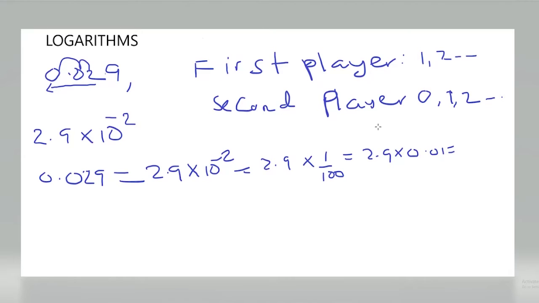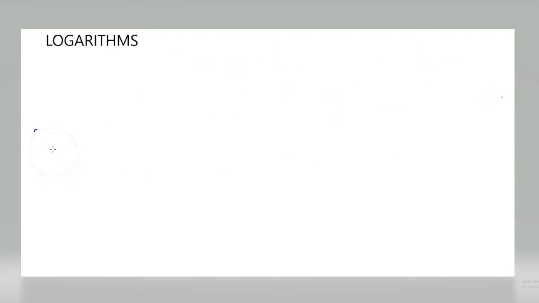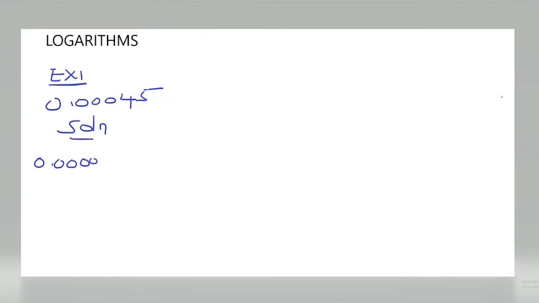Now, let me give you example number 1 for writing the standard notation for small decimal numbers. Assume you have 0.00045. You are asked to write this one in standard notation. Now, solution. This one is 0.0000... Sorry, there is triple zero, not 4.